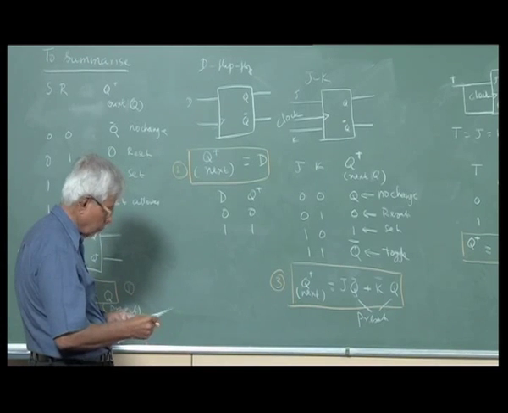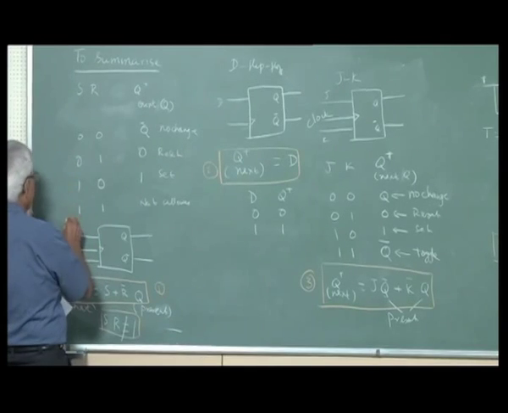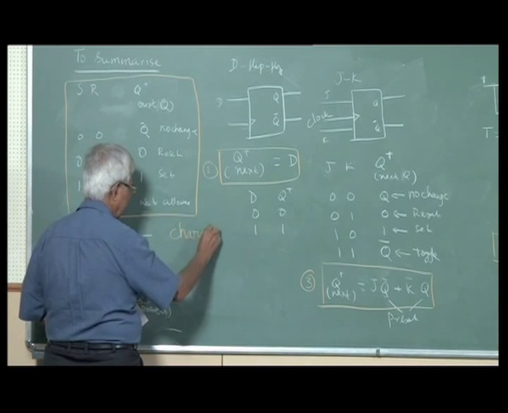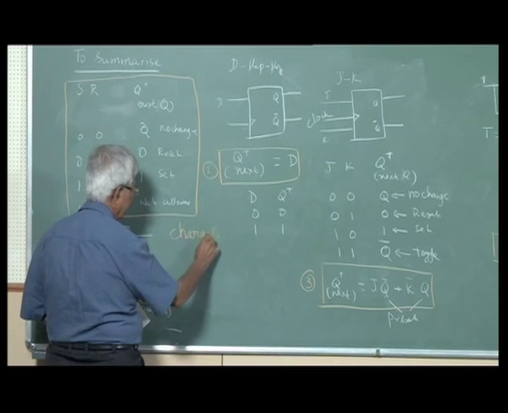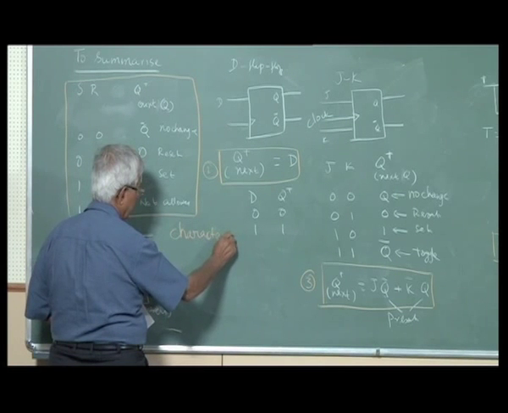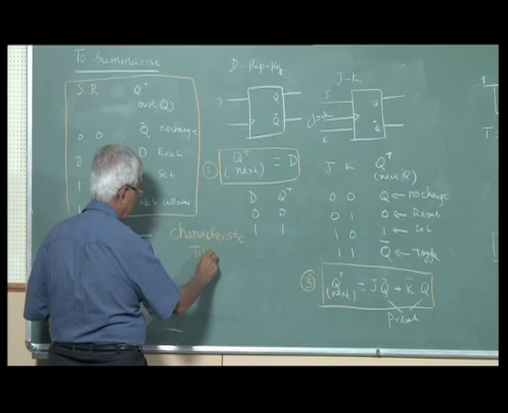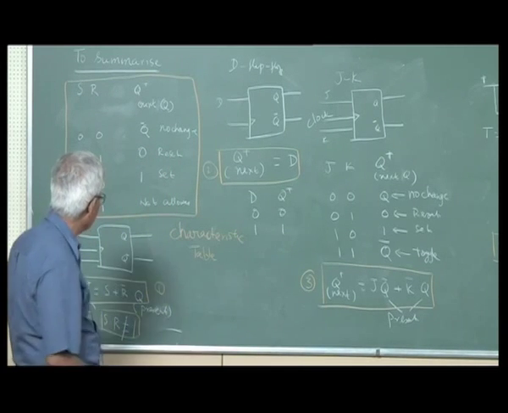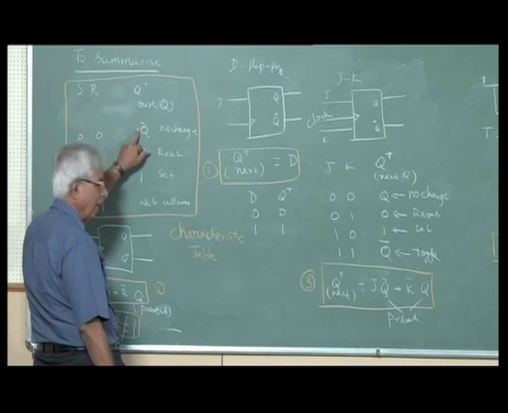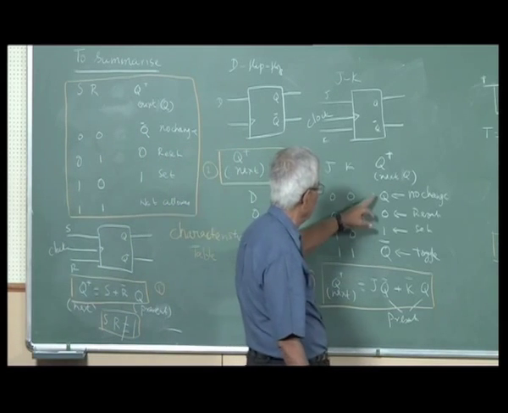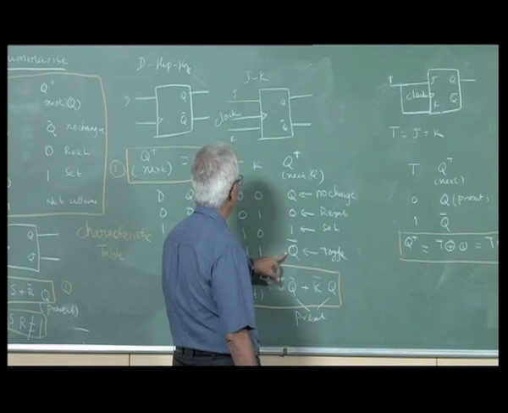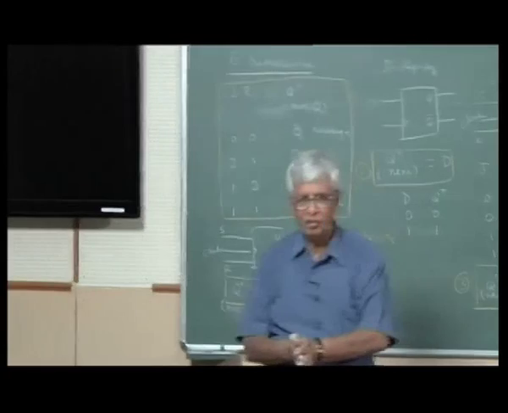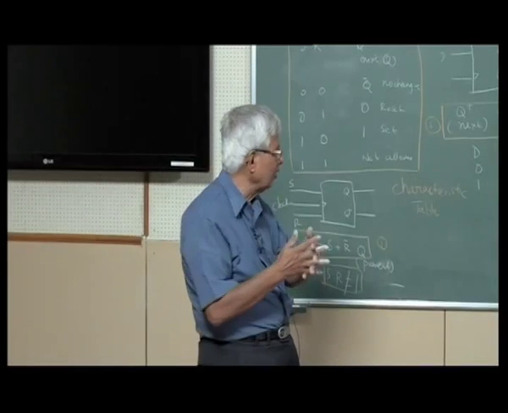Now, even though these tables look like a truth table, they are really called characteristic tables. A characteristic table is slightly different from a truth table. In a truth table you have 0, 1 or don't care as outputs. Here we have 0, 1, and Q or Q bar. So this characteristic table is something like a truth table, a function table. It explains the behavior of the flip-flop.